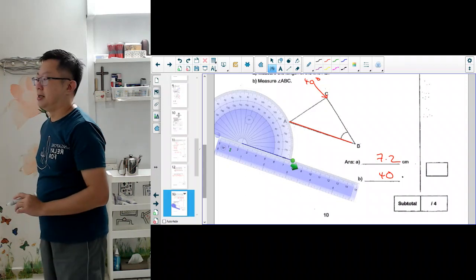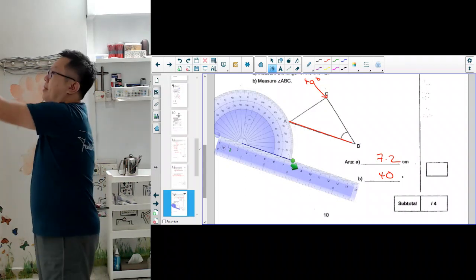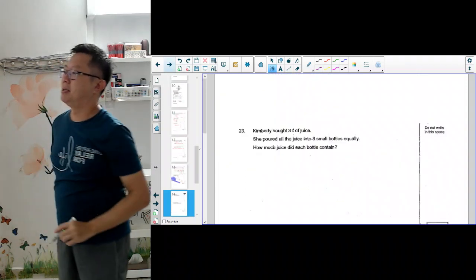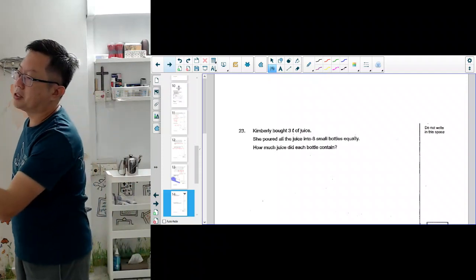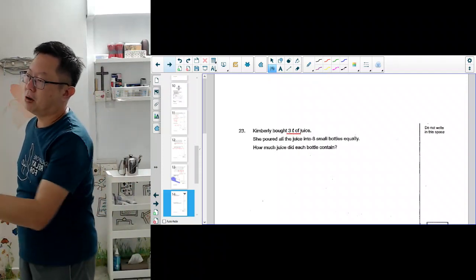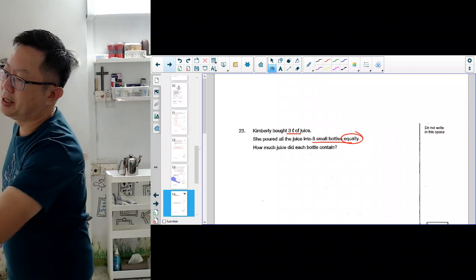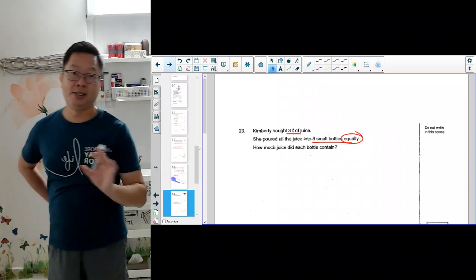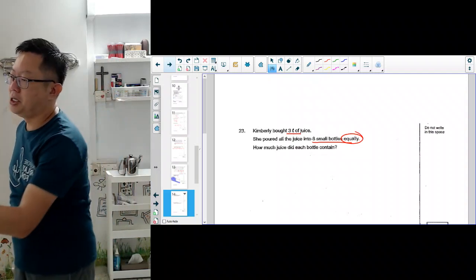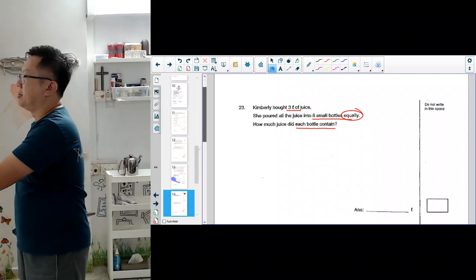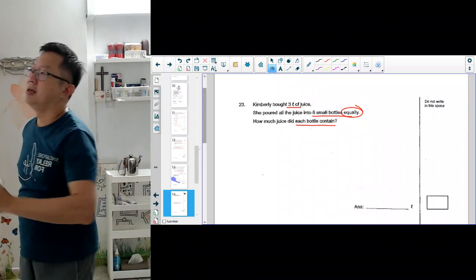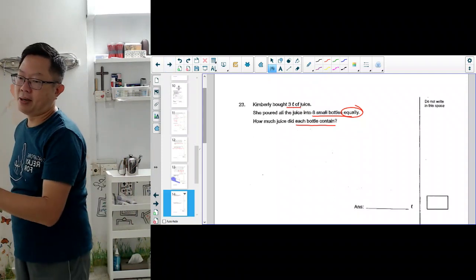Okay, so let's go to the next one. Question number 23. Kimberly bought 3 liters of juice. She poured all the juice into 8 small bottles equally. Equally means every bottle has the same amount. So how much juice did each bottle contain? You will have to divide to find how much is one bottle. So you take 3 liters and divide by 8.